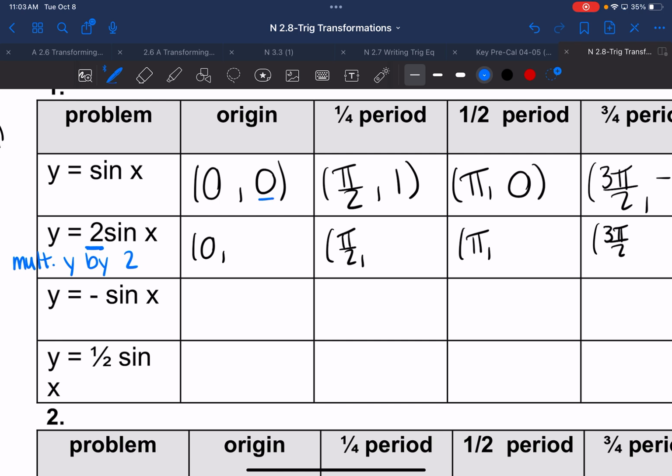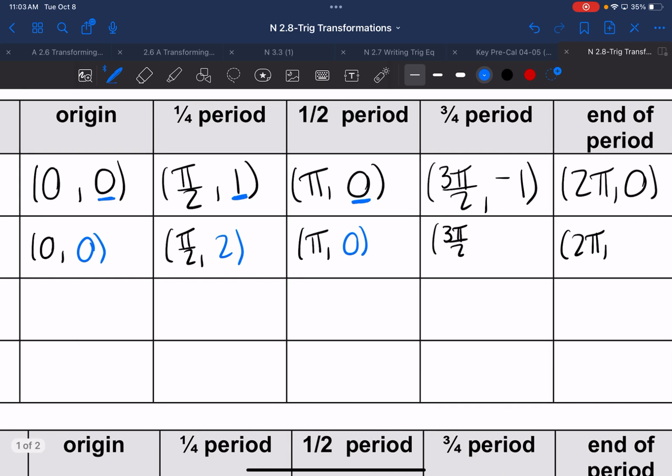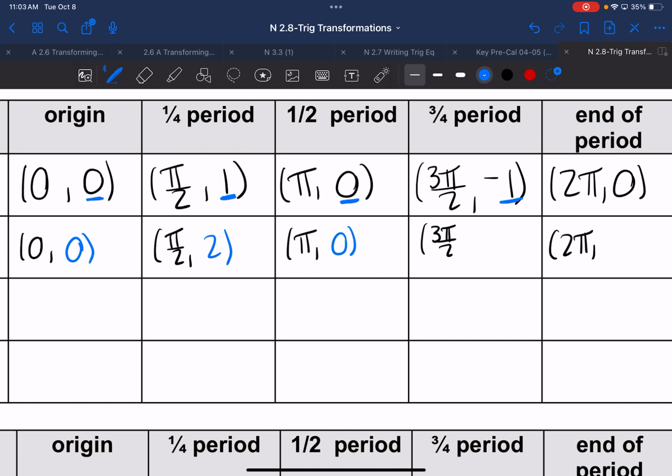Okay, so my first y value was 0. Well, what's 0 times 2? Okay, so this one didn't change, right? Okay, my next y value is 1. What's 1 times 2? 2. Okay, and then my next y value is 0. What's 0 times 2? 0. Then my next one was -1, which would be -2. And then my last one is 0, so again, it would be 0. All right.